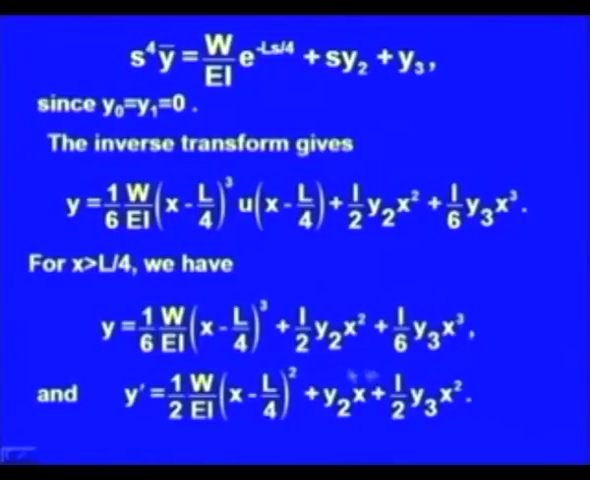Now, let us take the derivative of this. So, dy by dx of this equation will give us 1 by 6 into W over EI into 3 times (x minus L by 4) whole square. So, after simplification we get the first term like this, and then 1 by 2 into y2 into 2x. So, the second term after simplification gives y2 x, and the third term after simplification will give us 1 by 2 into y3 into x square.